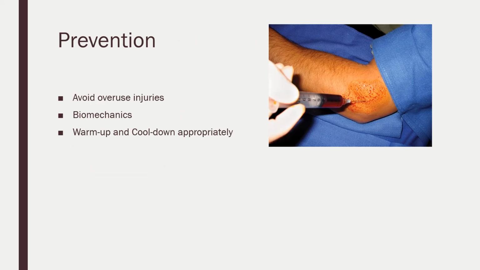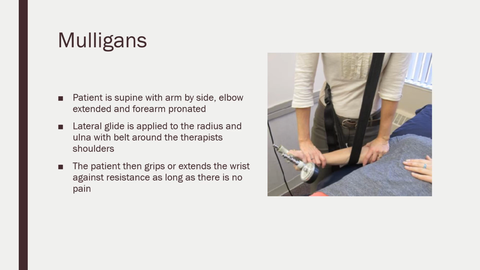Prevention: avoid overuse injuries, make sure your biomechanics are good, warm up and cool down appropriately. Mulligans: the patient is supine with arm by the side, elbow extended and forearm pronated. A lateral glide is applied to the radius and ulna with a belt around the therapist's shoulders. The patient then grips or extends the wrist against resistance as long as there is no pain.